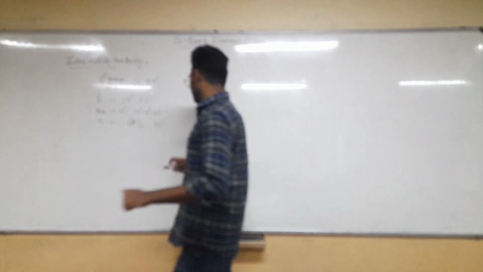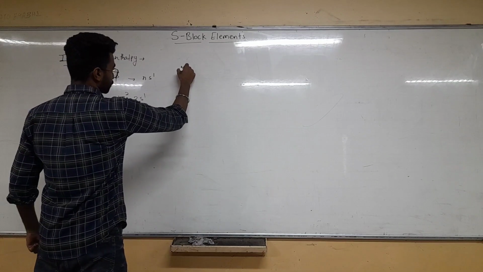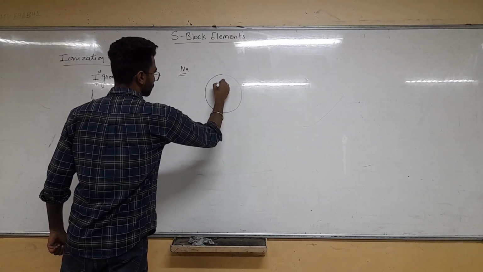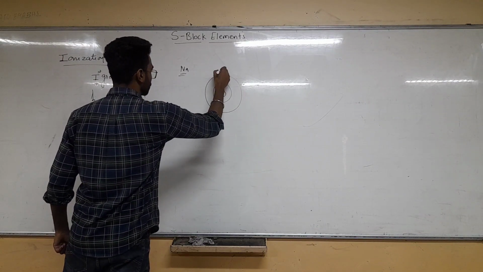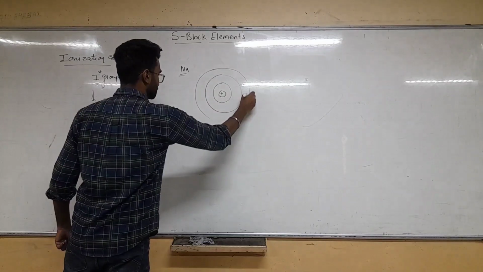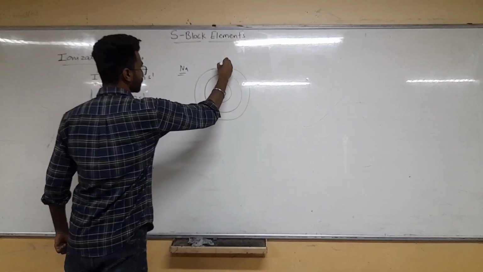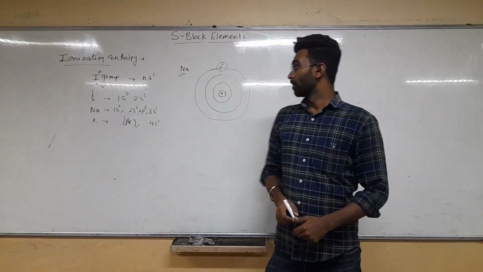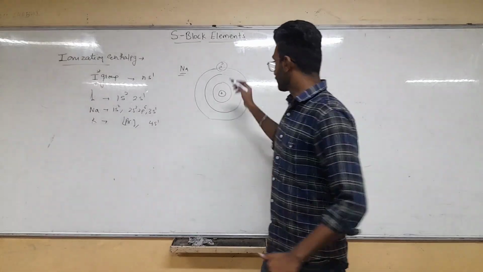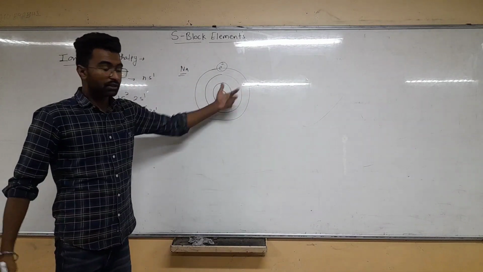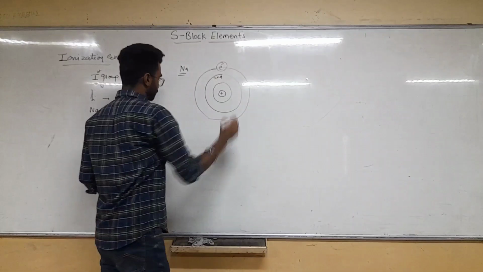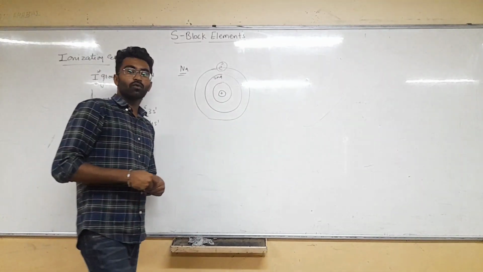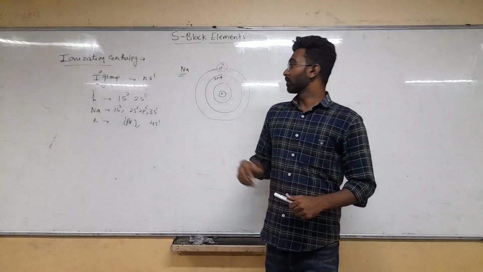Let's see, this is our sodium atom. This is the nucleus, this is the first shell, this is the second shell, and this is our third shell. There is only one electron, and it is bound loosely. Why is it bound loosely? Because this electron is well screened by the second shell electrons, the 2s2 and 2p6 electrons. So it is loosely bound and very easily removable.